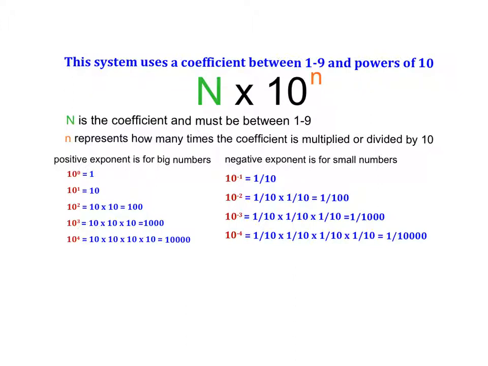If it's positive, what that tells us is that our coefficient is actually multiplied by 10 however many times our exponent tells us. So 10 to the second power, you multiply your coefficient by 10 twice. In other words, you're multiplying really by 100. 10 to the 4, you're multiplying by 10 4 times. We use positive exponents when we're trying to represent big numbers. If it's a negative exponent, that's what we typically use for small numbers, because you're just saying how many times you're dividing by 10. So 10 to the negative 1 means you're dividing by 10 one time. 10 to the negative 3, you're dividing by 10 3 times.